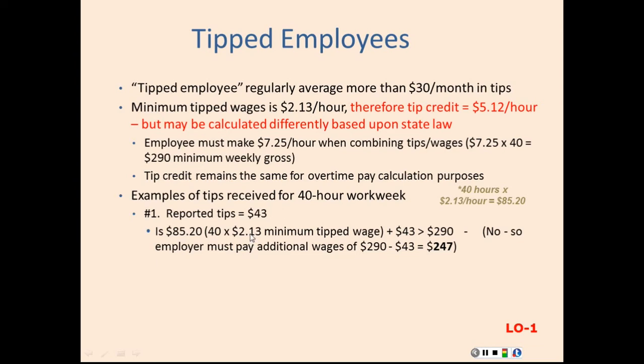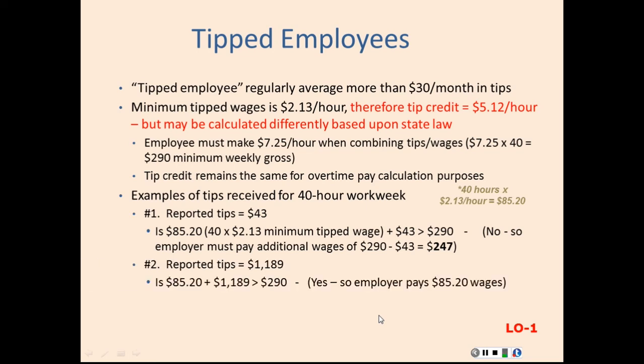We just ask a question. Okay, 40 hours times the $2.13, which gets us to $85.20, and then add their tips to it. Is that number greater than the minimum that we need to be paying them? The answer is no. And so we have to pay them an additional amount. So the additional amount they must be paid is an amount to get them up to the $290. So that's an important example.